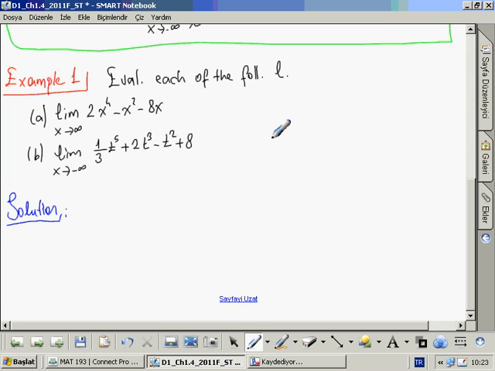As x goes to infinity, x to a power can only get larger, and the coefficient on the first and third terms will only make the term even larger. So if we look at what each term is doing in the limit, we get: limit as x goes to infinity of 2x to the 4 minus x squared minus 8x becomes infinity minus infinity. Now we have a small but easily fixed problem to deal with.